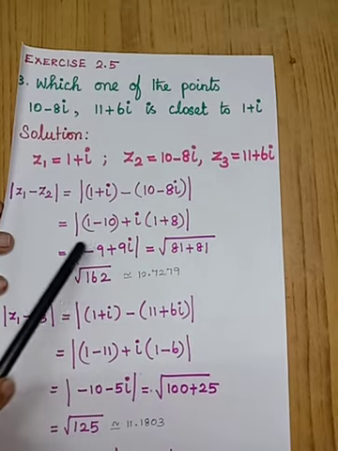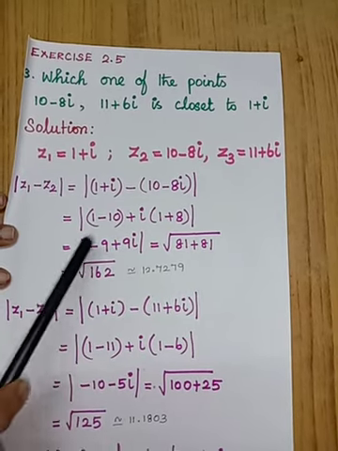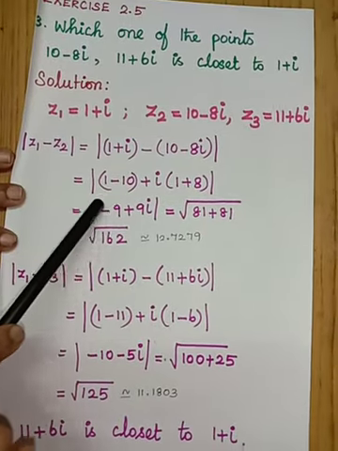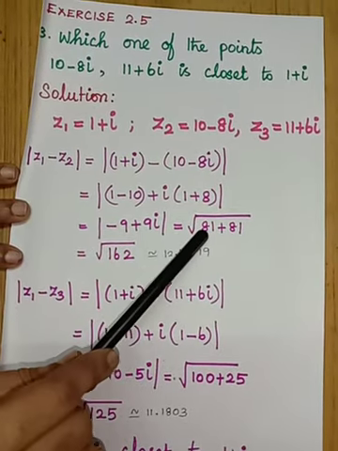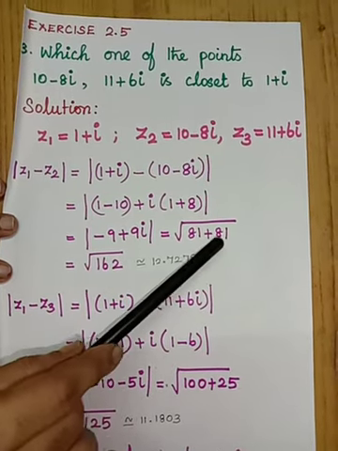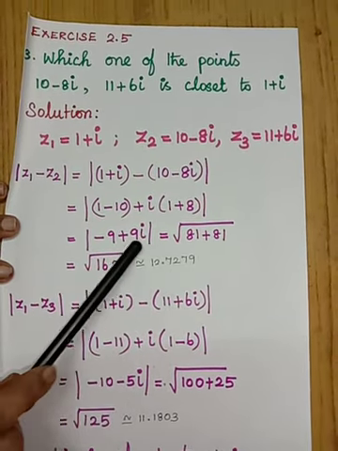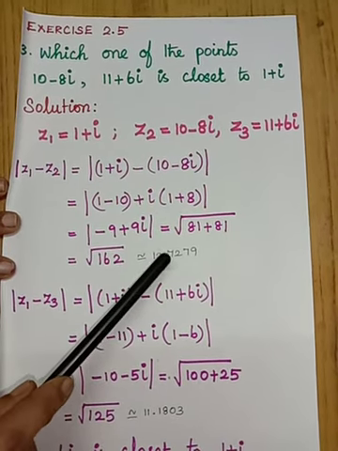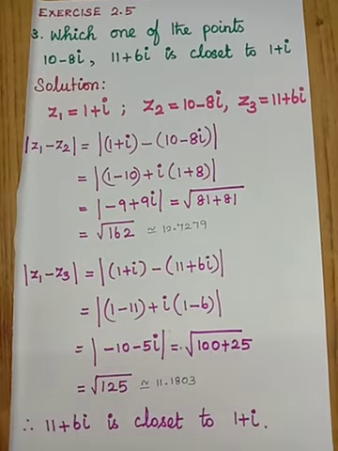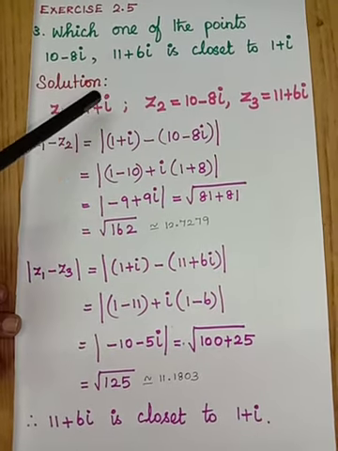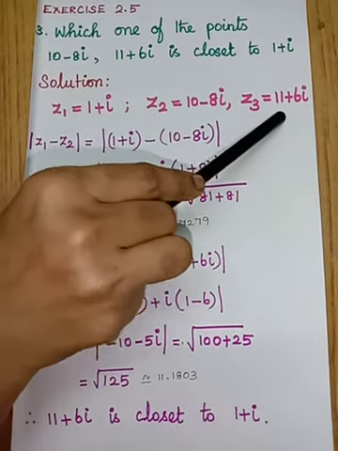So you have to find the modulus of this complex number. How to find the modulus? It is nothing but square root of real part the whole square. So minus 9 the whole square is 81. Here it is the imaginary part. Imaginary part also 9, so that is 81. So it is nothing but square root of 162. It is approximately 12.7279. In the same way, we have to find the distance between the first complex number and the third complex number.